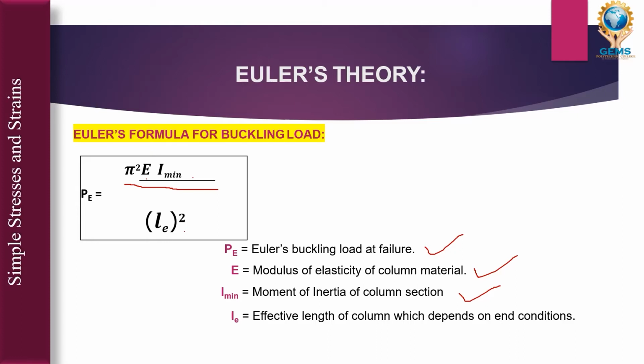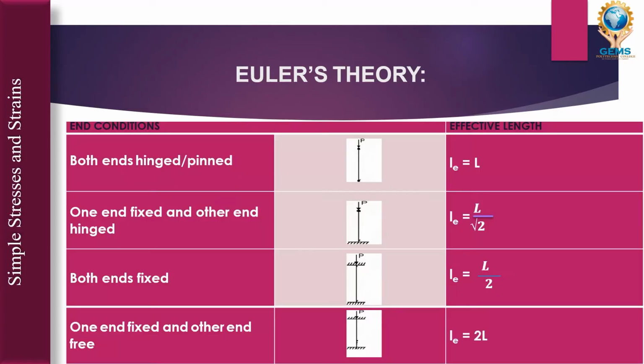Understand? Once again I will tell you, P is equal to Euler's buckling load at failure, E is equal to modulus of elasticity of column material, I minimum is equal to moment of inertia of column section, and LE is equal to effective length of the column which depends upon end condition. Now we will see what are the end conditions of the column. Understand? This point is very important.